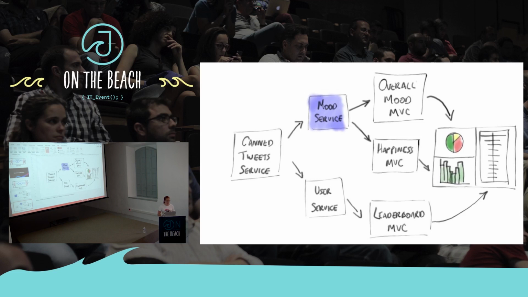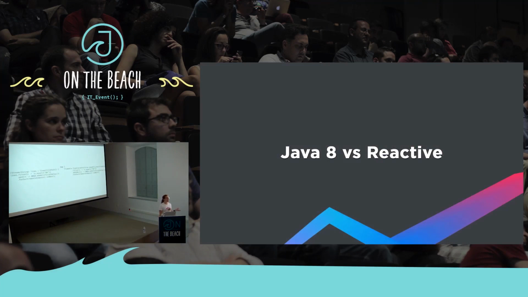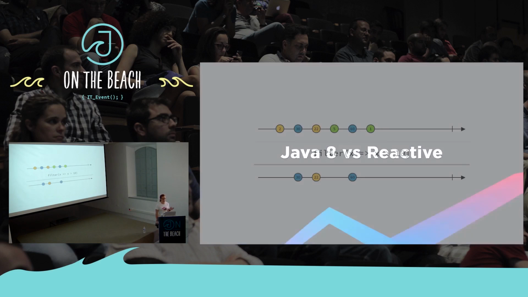Right, so, yeah. 5 minutes to go through everything else in Java 9. Easy. No problem. Forget about the mood service. So yes, Java 8 streams look the same as reactive streams, but they're not the same. You have to understand that there's a totally different model behind the scenes there.